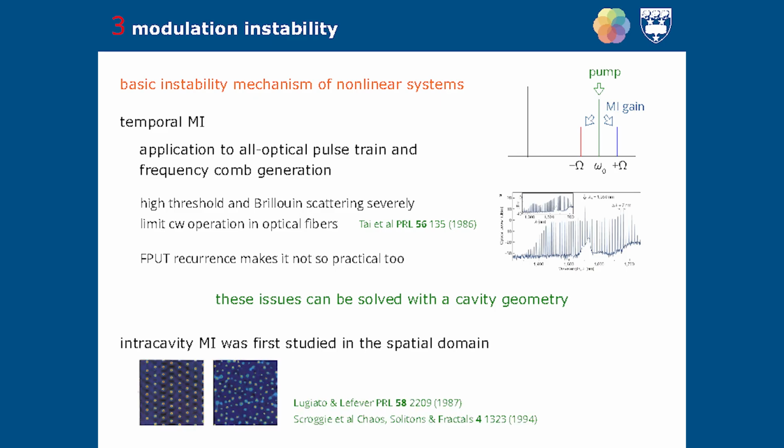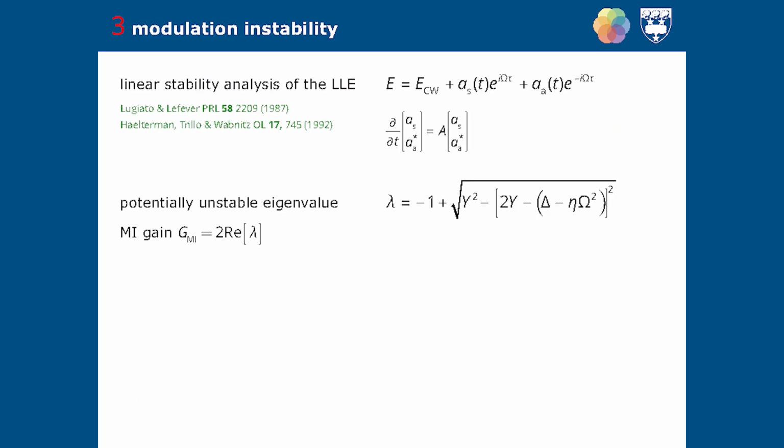Something to keep in mind again, this has been studied in the spatial domain far before all of that. You can see these papers from '87 and '94. So again, this was a two-dimensional planar cavity with Kerr nonlinearity. You can see these two-dimensional spatial patterns that are the equivalent of having a temporal modulation, which is what these sidebands describe in the time domain. So there's a lot of previous work available in the literature.